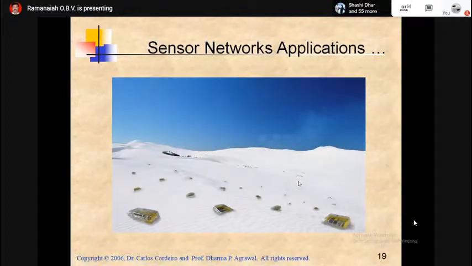So what are the applications of a wireless sensor network? So here, what is happening? Can you look at the image?